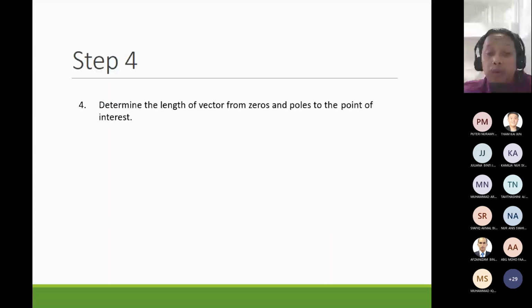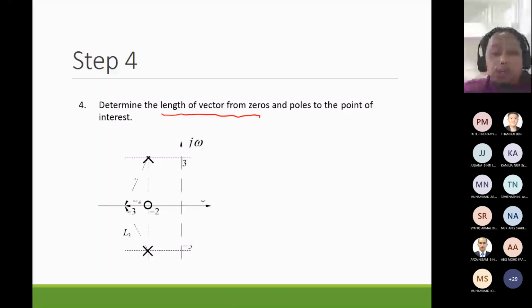Then when you know the point is on the root locus, you can determine the gain k. To determine the gain k, firstly you need to determine the length of the vectors. So again, look at the S-plane that you plotted. You need to determine length L1, length L2, and length L3. Again, this is trigonometry, so you can use the Pythagoras theorem to calculate L1, L2, and L3.